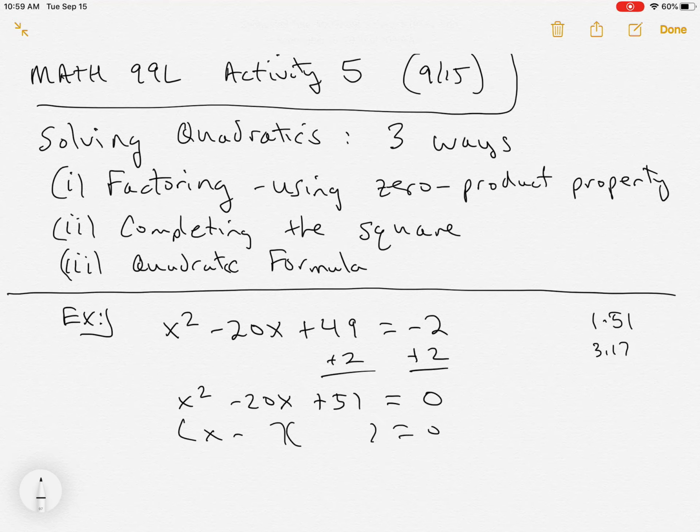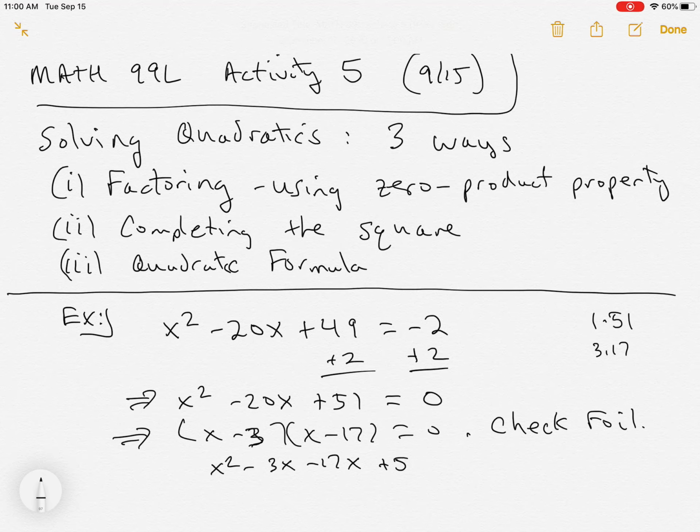So I'm going to go x minus 3, x minus 17, and now you check, right? Every time at this step you have to check by FOILing. Make sure when you do this factorization that when you multiply all this stuff together you actually get this. So let's see, we have x squared minus 3x minus 17x plus 51, and sure enough, that checks out.